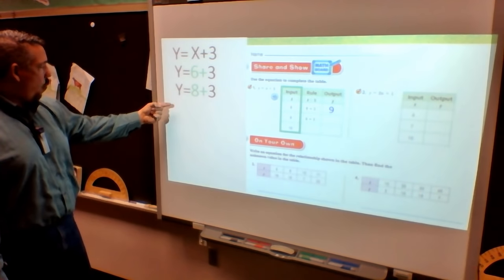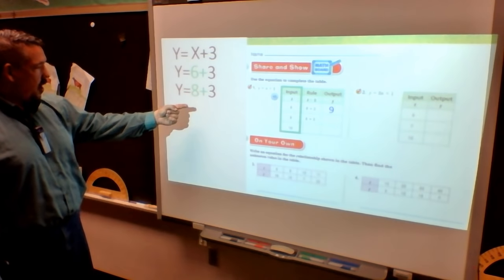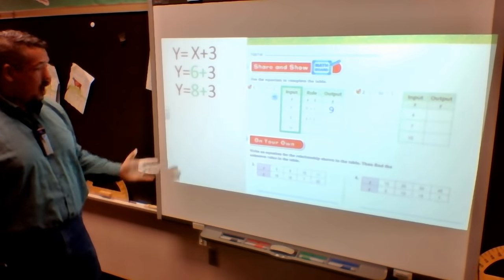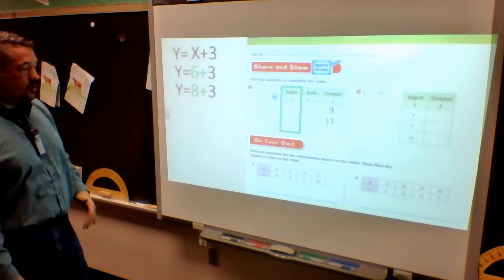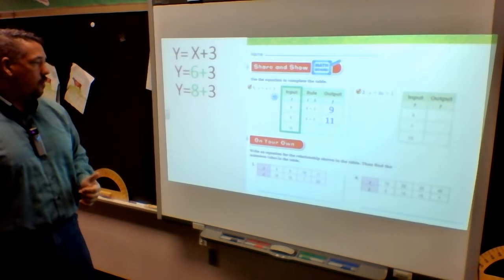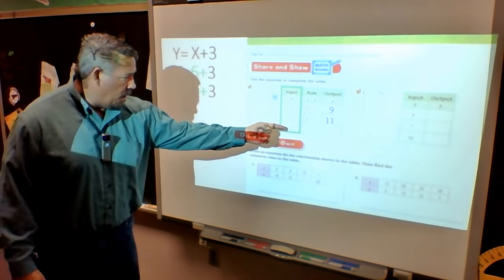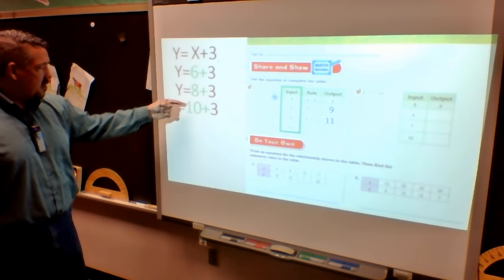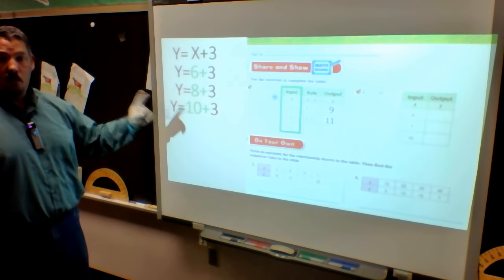Plug it in. I have y is equal to x plus 3. That's why that's there. I just simply add 8 plus 3, 11. And then I'm going to substitute my 10 in. If I substitute my 10 in, that's going to be my first point.